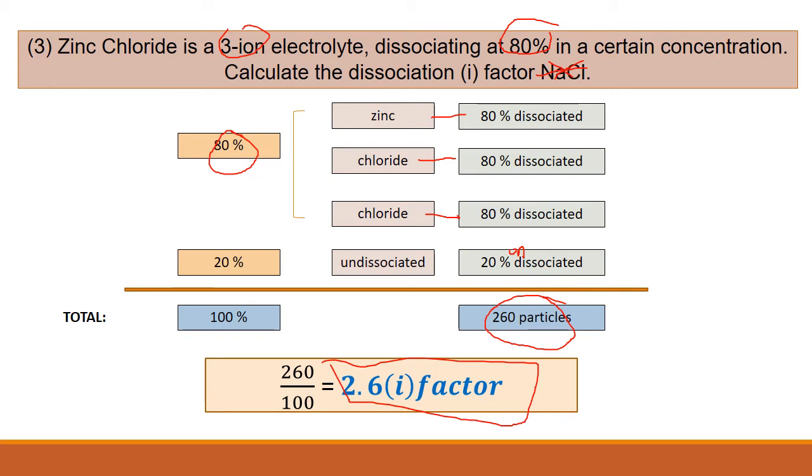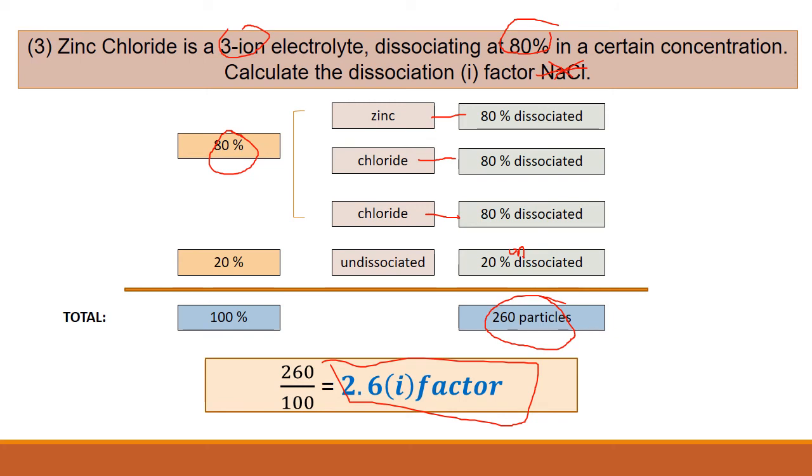If we are going to get the percentage, we are going to use only the 80% because it is 100 anyway. But if we are going to talk about the particles, we have to distribute to each. And this time this one is undissociated. You can compute the undissociation percentage by 100 minus 80, we have 20% undissociated. So 80 plus 80 plus 80 plus 20, we have 260 particles. To get the Van Hoff factor, we divide 260 over 100. So our answer would be 2.6 dissociation factor for our zinc chloride.